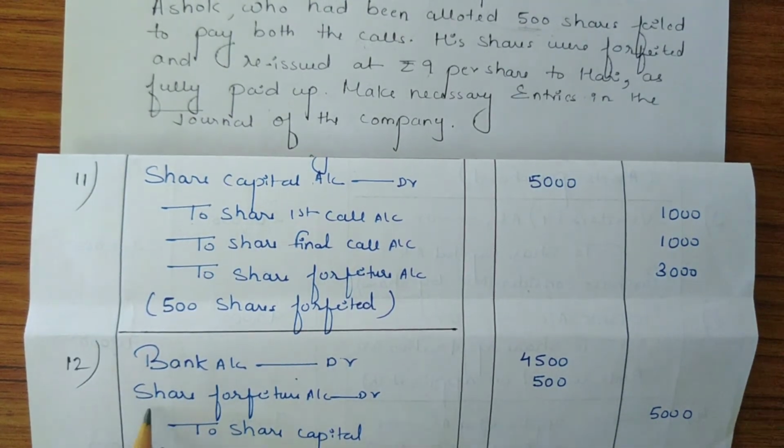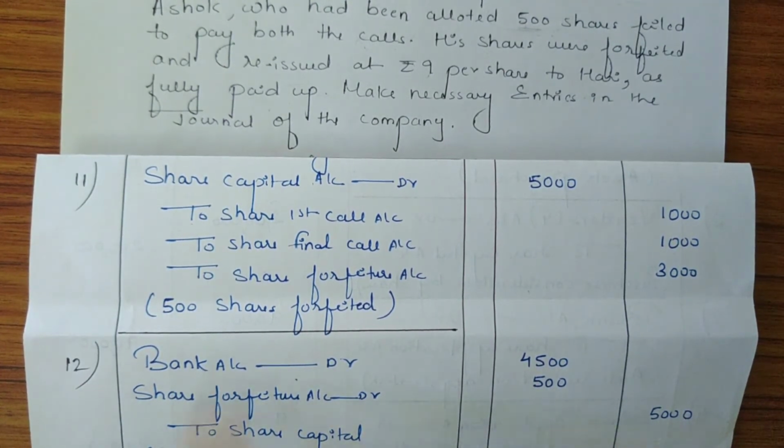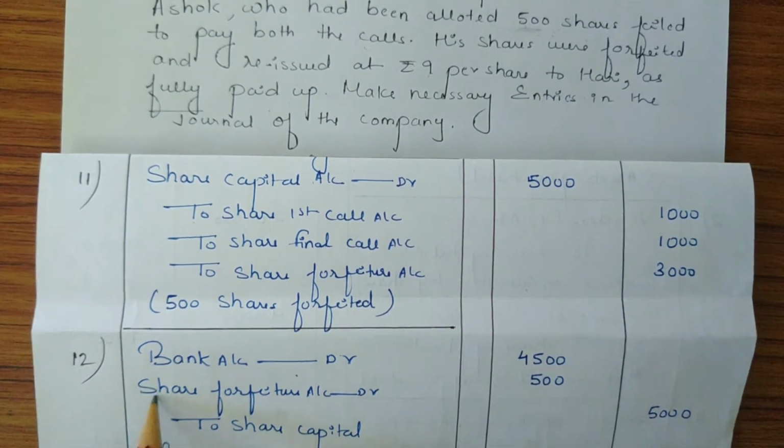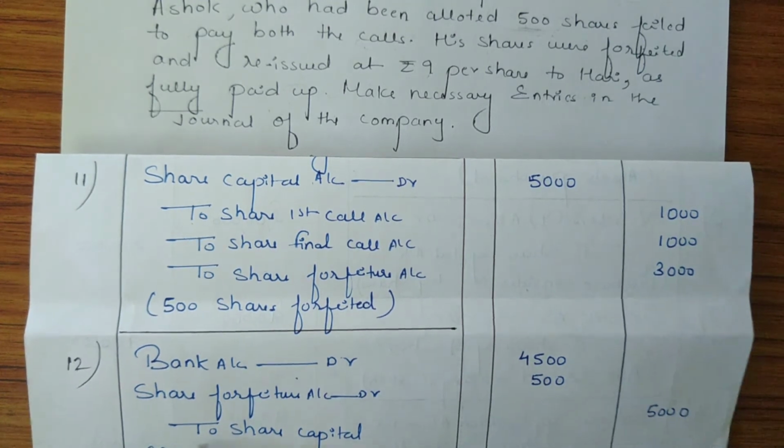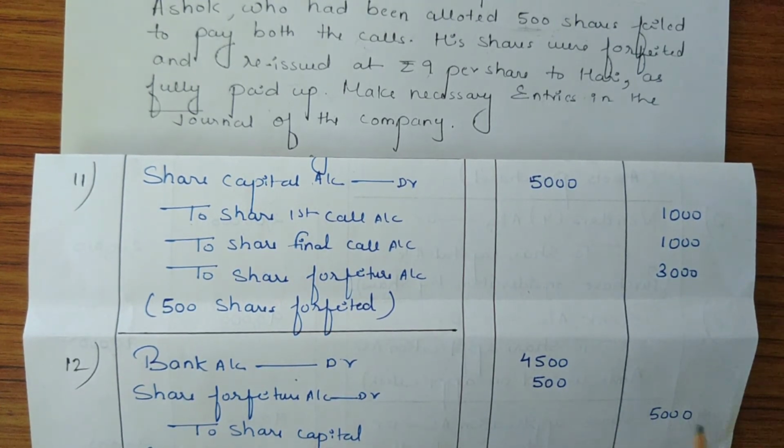So here share forfeiture account is debited. As we know, there is always a loss when a share is reissued at discount. So this loss is compensated by the credit balance or the balance remaining in the share forfeiture account at the time of forfeiture of shares. So here there was a loss of rupees 500. So share forfeiture account will be debited with rupees 500 and share capital account will be credited with the full amount, that is 5,000.